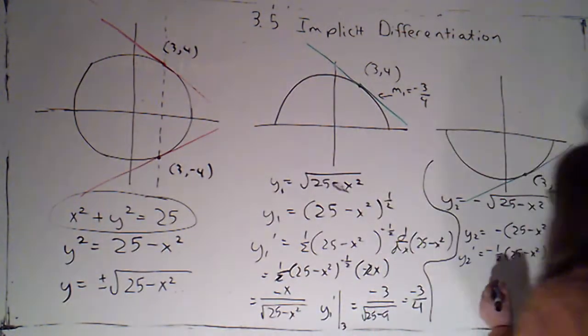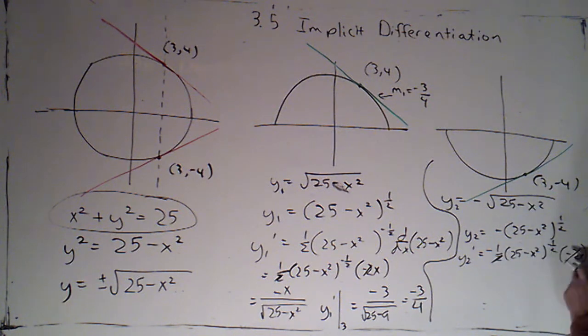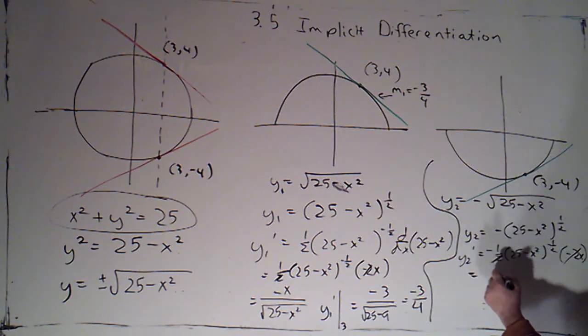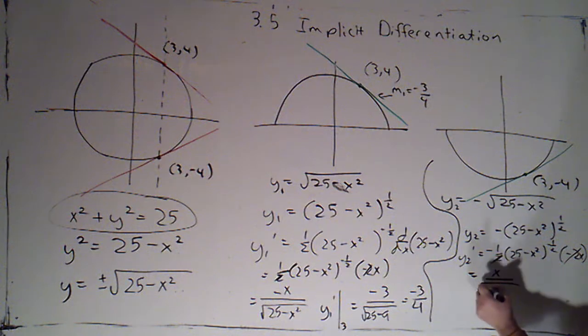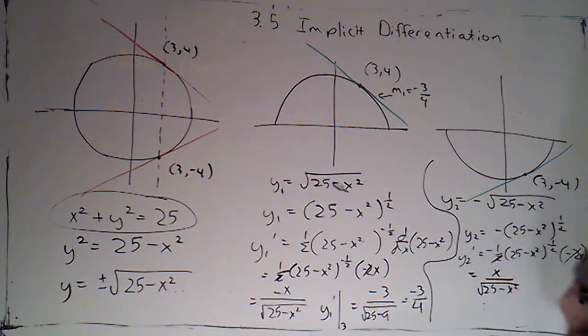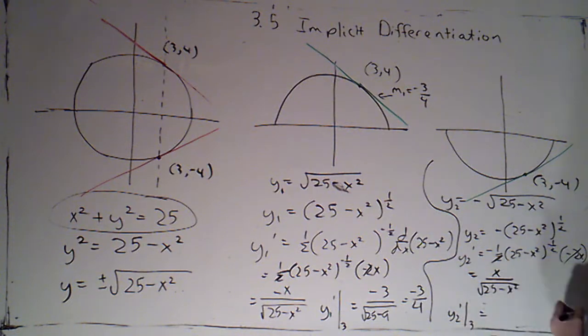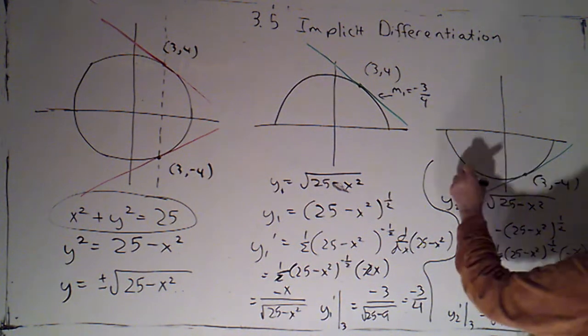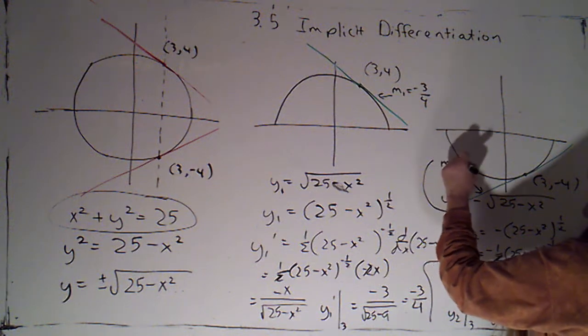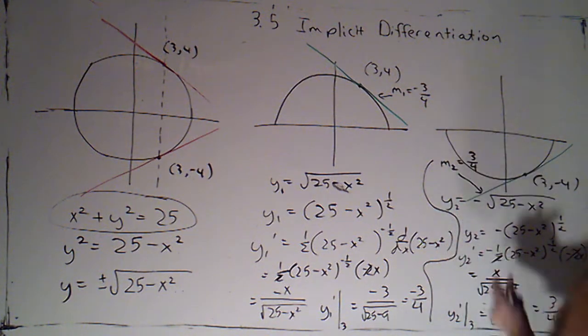Okay. So again, as I simplify, I can cancel those 2's. This time the 2 negatives will cancel, and I'll just get x over root 25 minus x squared. y2 prime evaluated at 3 is then going to be 3 over root 25 minus 9, which is just positive 3/4. So I'll call it m2, that slope is positive 3/4.